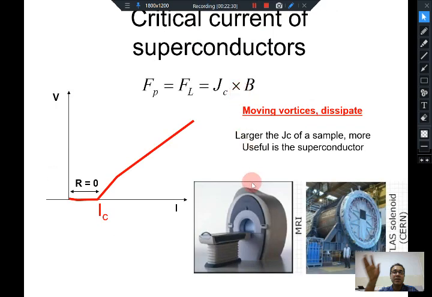And superconductors find various applications. For example, superconductors are used for making very large magnets, the MRI magnets, in which you are pushed into this magnet bore. These are actually 9 Tesla magnets which are made by superconducting wires which are wound, and this entire system is cooled by liquid helium, and you are actually put inside this magnet, and the magnetic field is used to actually do your MRI imaging.